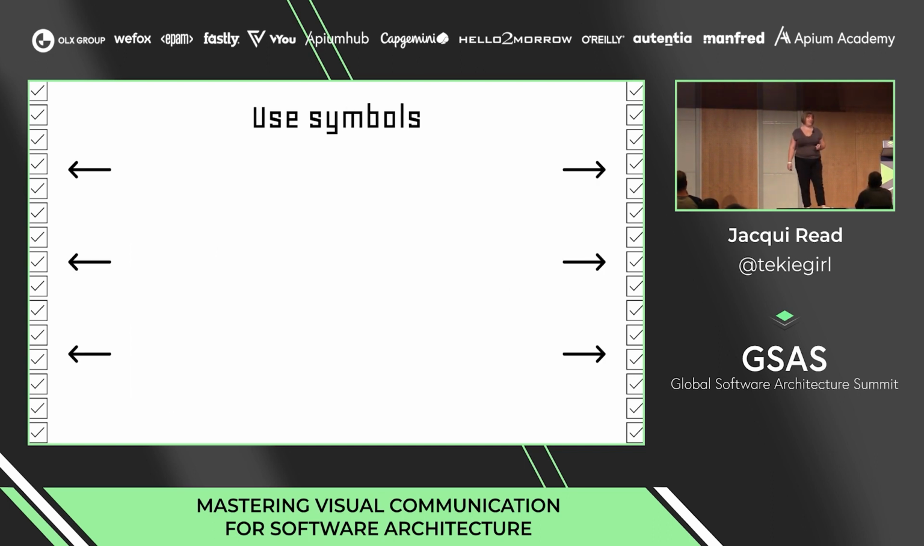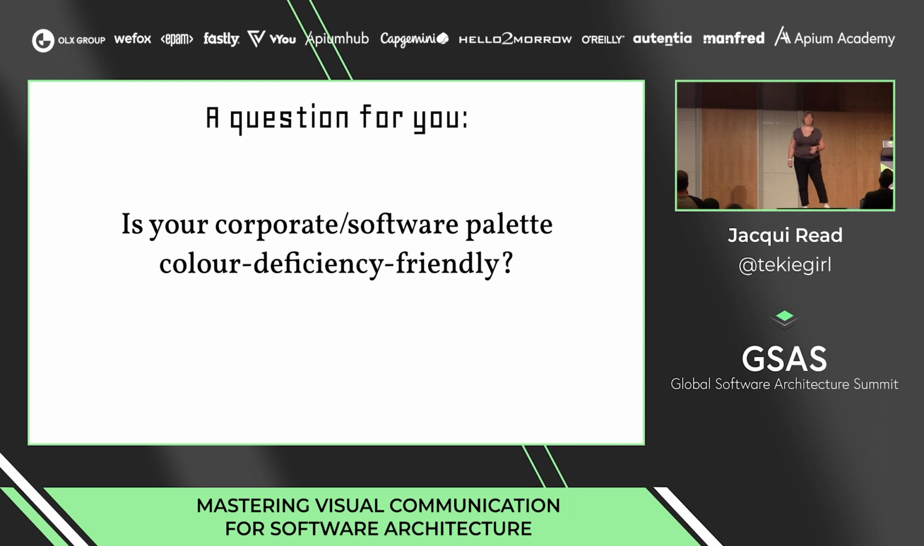Another thing you can do is use symbols. So you might have noticed throughout this, whenever I've been looking at a pattern or something that works well, I've been using ticks, no green, and when I've been looking at an anti-pattern, there's been crosses. No need for colour at all in that case.